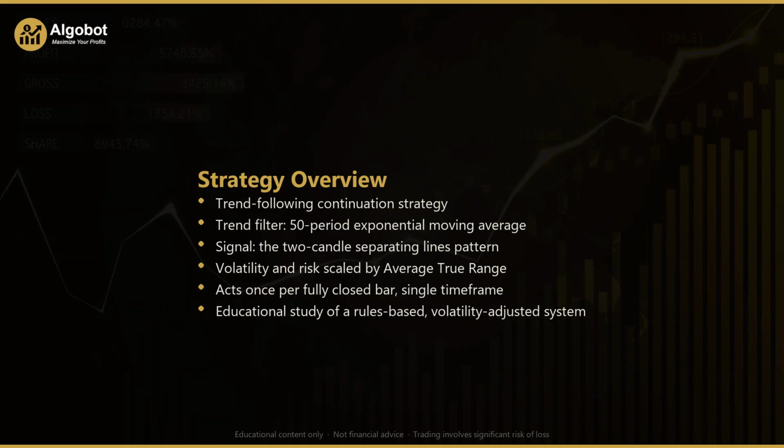The second tool is the average true range, an established measure of volatility. Here it does triple duty. It defines how closely the two candle opens must match. It sets the minimum body size the signal candle must have, and it scales the stop loss and take profit distances. By tying everything to the average true range, the strategy adapts automatically to calm and busy markets alike.